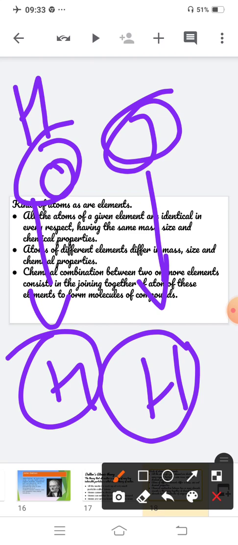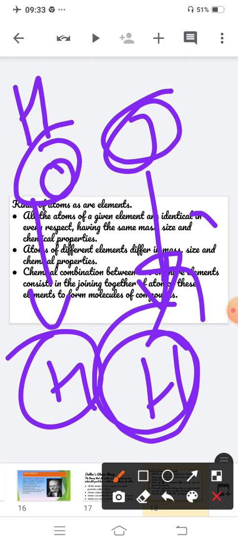That means if this atom will react with any other elements, they both will react similarly. They will both react similarly and they will produce a similar product. Is this clear?